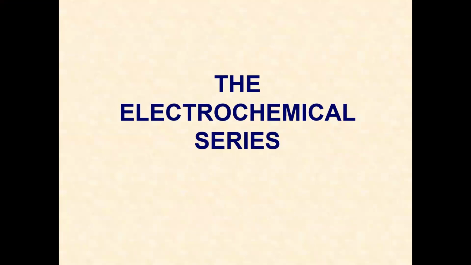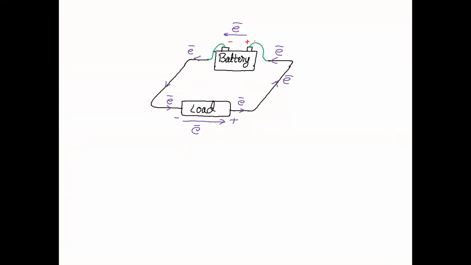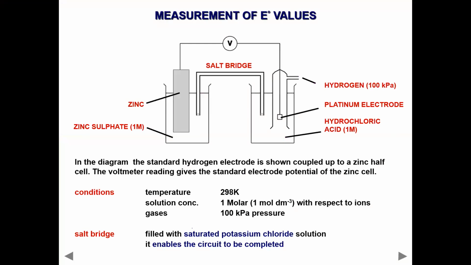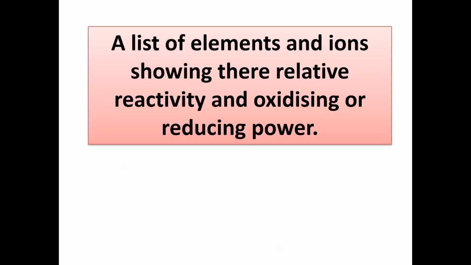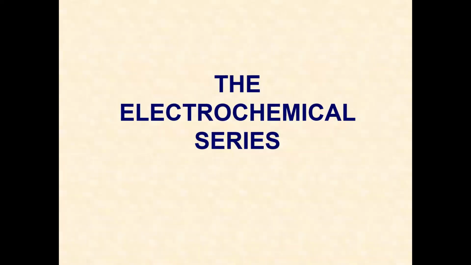For every pair like this, the potential was recorded from the voltmeter. The data is then arranged, and this is called electrochemical series.